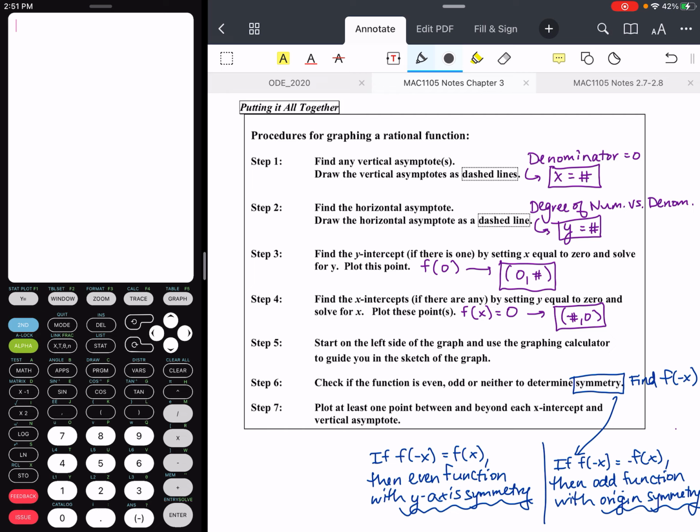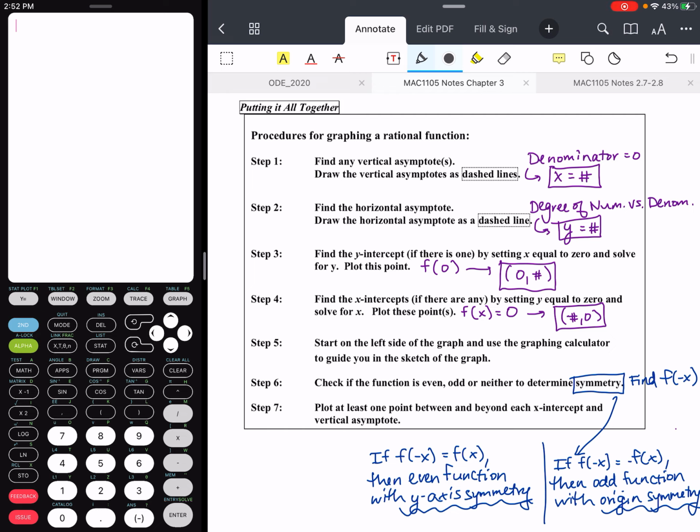Step 3, find the y-intercept if there is one. You can identify this visually on the graph, but algebraically the way to find this is to evaluate the function at 0. So if you find f of 0, whatever that function value is, that's your y-intercept. Step 4, find the x-intercepts if there are any by setting y equal to 0 and then solving for x. Again, you could identify these possibly by looking at the graph, but the algebraic way to find these is to set your function f of x equal to 0 and then solve for x. And these will give you your x-intercepts if they exist.